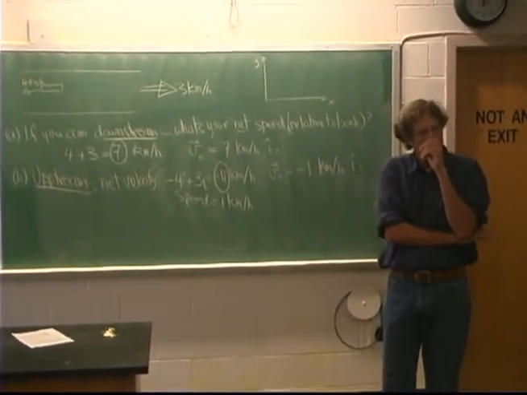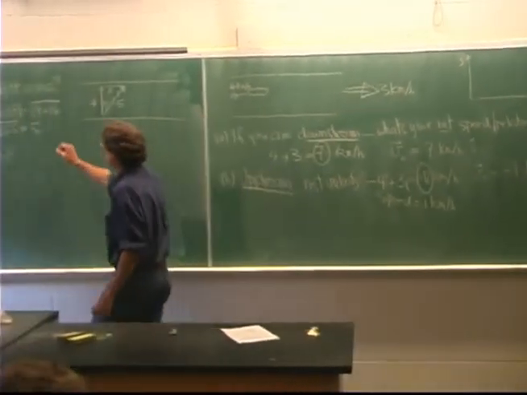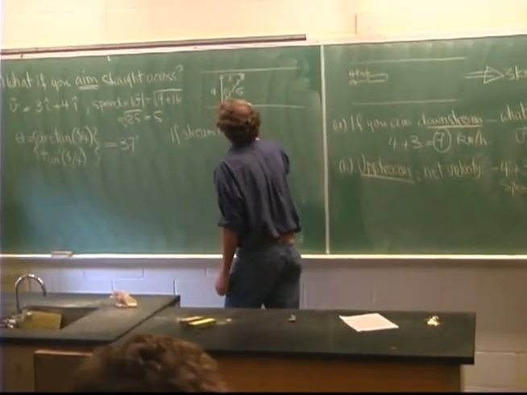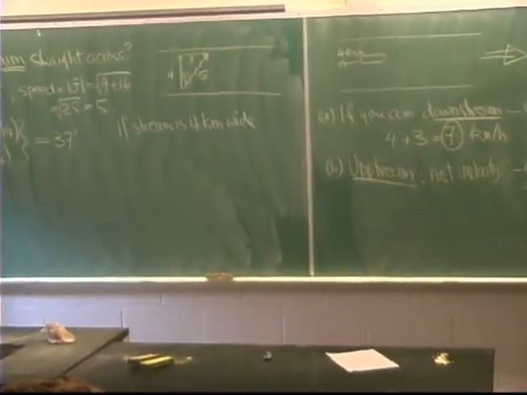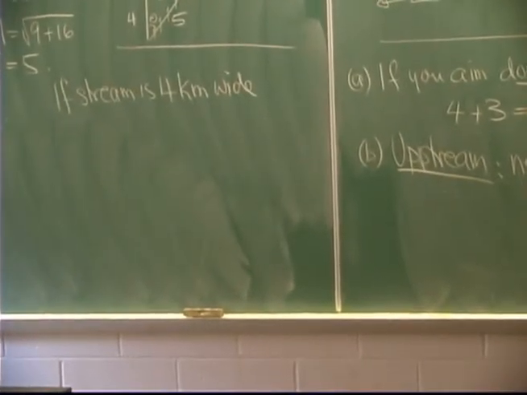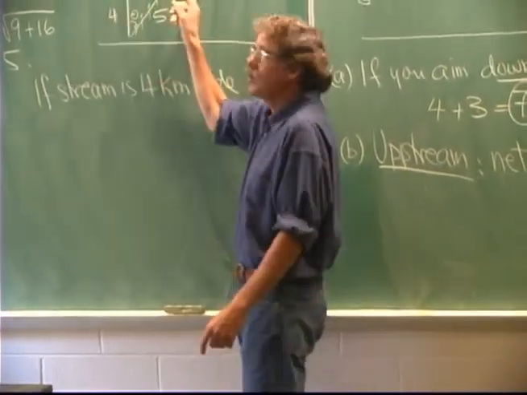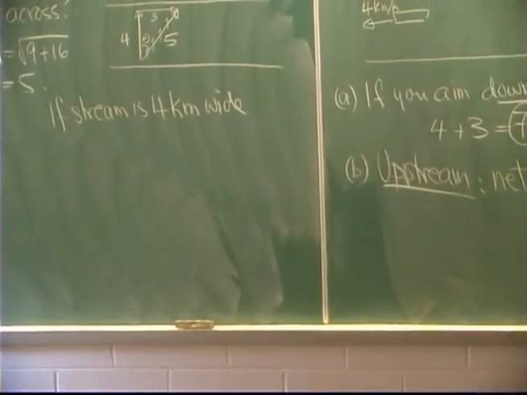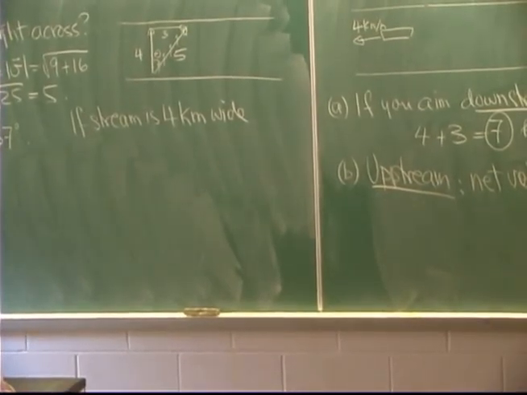Suppose that this stream was exactly 4 kilometers wide. How long would it take you to get across? More than 1 hour? Exactly 1 hour. Because in that direction, you've been going 4 kilometers per hour. How far downstream would you hit the bank? 3 kilometers downstream. How far did you actually travel? 5 kilometers along the diagonal line.